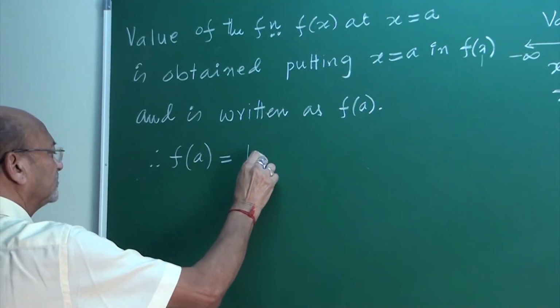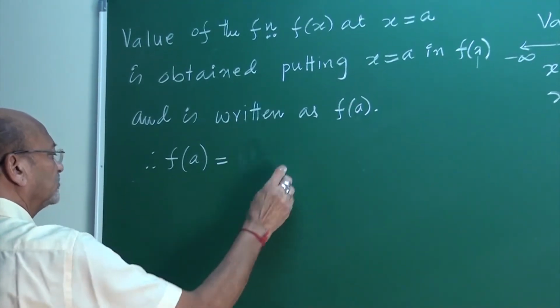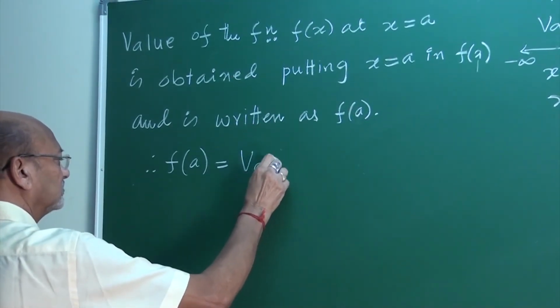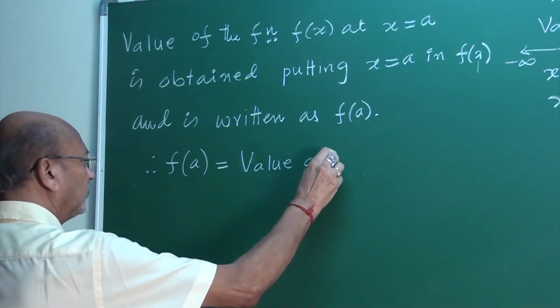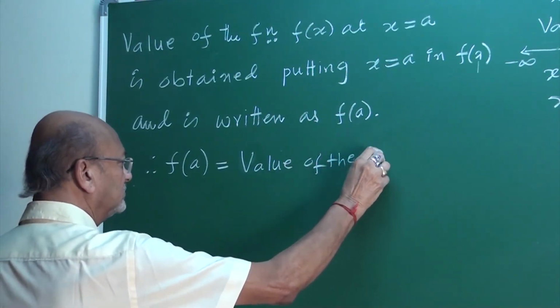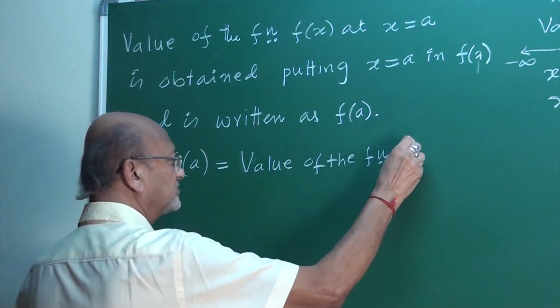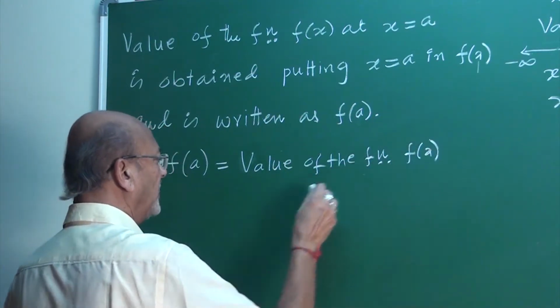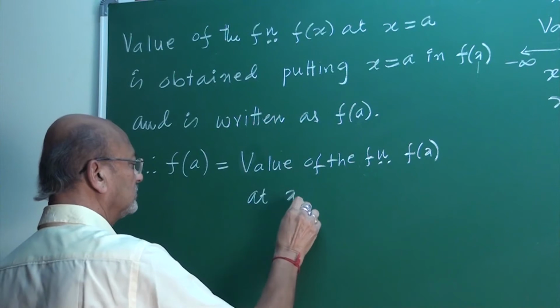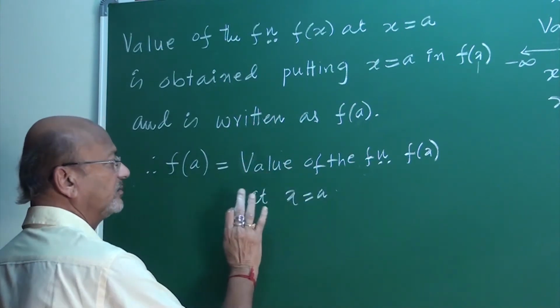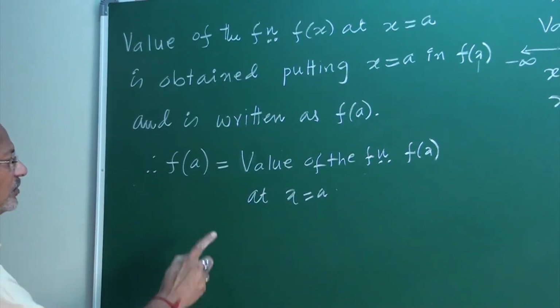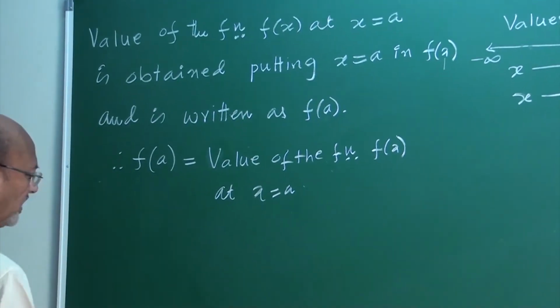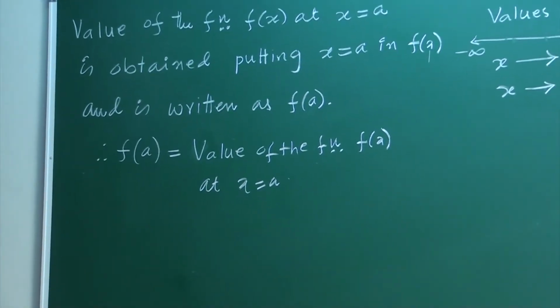Therefore, f(a) is the value of the function f(x) at x equal to a. Remember, my friends, we want it. This is one. Next is left hand limit.